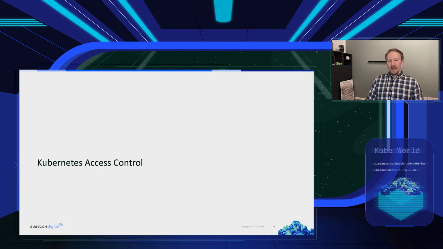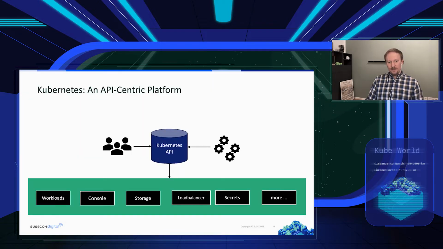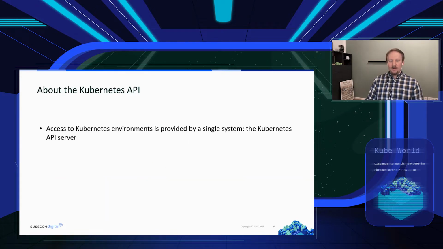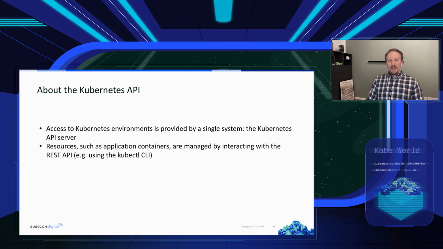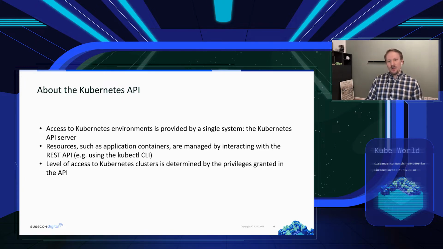We cannot talk about access control before mentioning that Kubernetes is an API-centric platform. This means that every resource is accessed through a single component, which is the Kubernetes API server. This is not only true for users, but also for internal components in the cluster. If you want to access resources in the cluster, we are doing this typically by interacting with the RESTful API using something like the kubectl command line interface. And so the level of access a user has in the cluster is directly determined by the privileges he has been granted in the API.